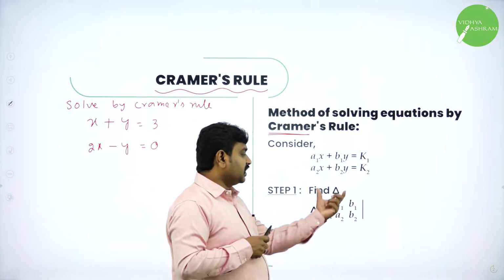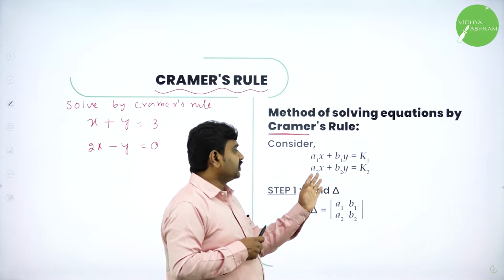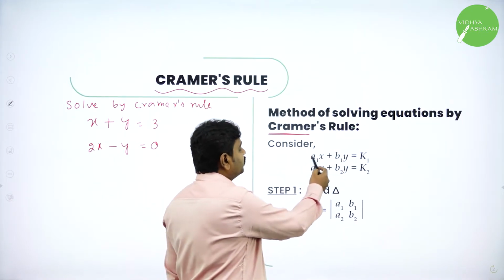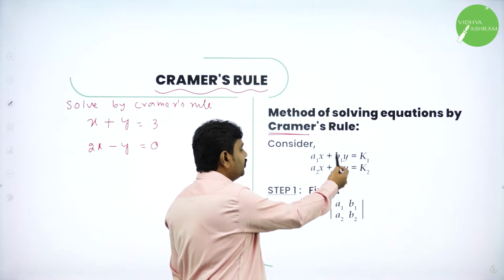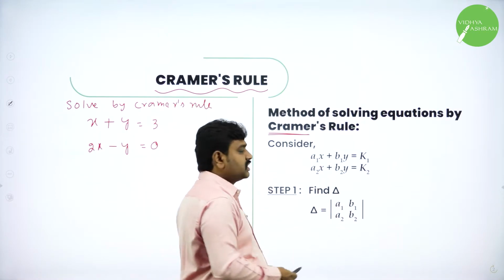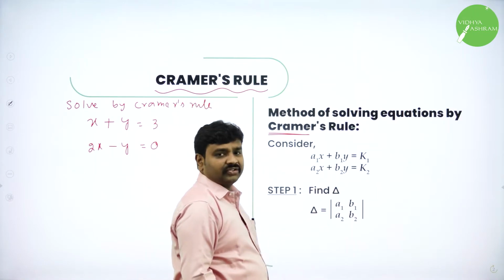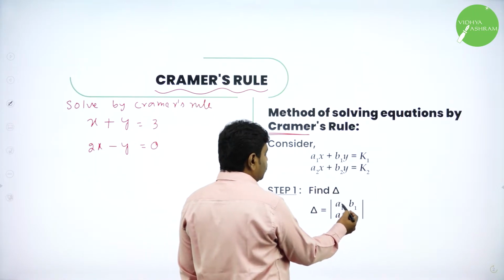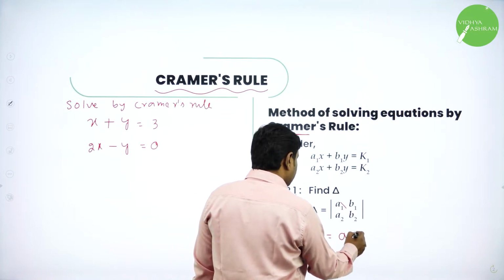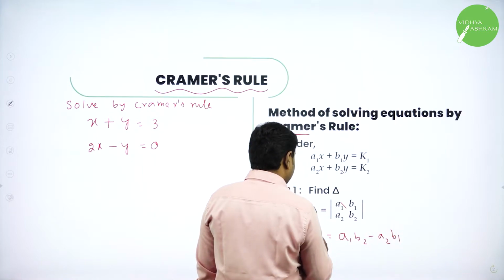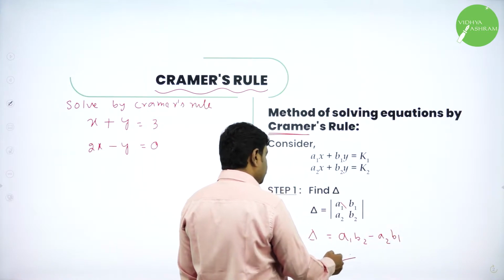Delta means the determinant of the coefficient matrix of these equations. What are the coefficients of x and y in the first equation? a1, b1, that will be the first row. In the second equation, a2, b2, that will be the second row. Now you know how to expand this. So that is a1 b2 minus a2 b1. You know how to expand 2 cross 2. Like this we need to find delta first.